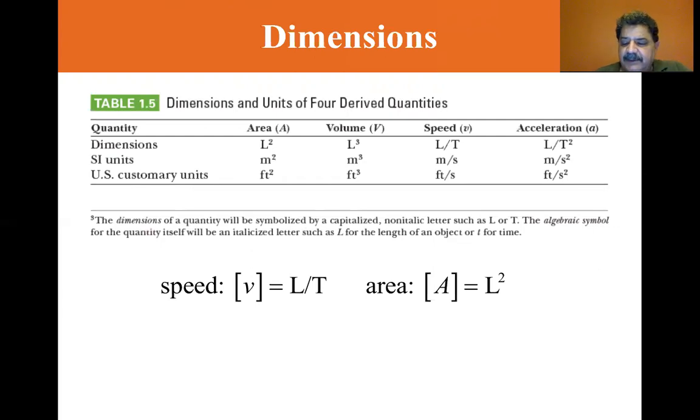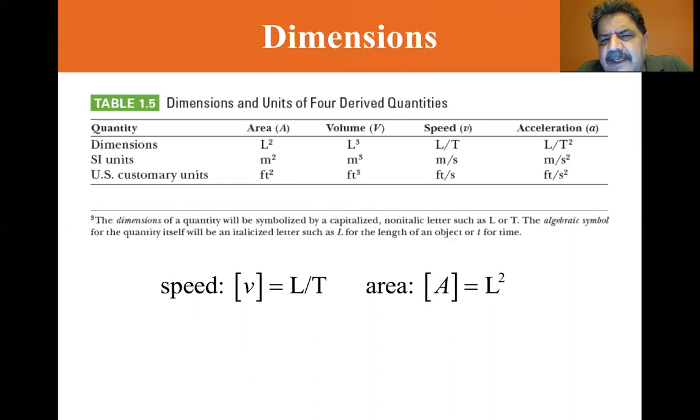The table lists dimensions and units of area, volume, speed, and acceleration. So the dimensions of area are L squared, volume are L cubed. Why? Because you have base, height, width, or length, height, width, however you want to call it. But you have three lengths that you're measuring. Speed is the length over time, meters per second, miles per hour. All of those are length over time. And acceleration is length over time squared.